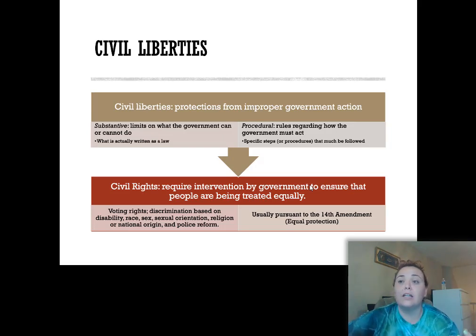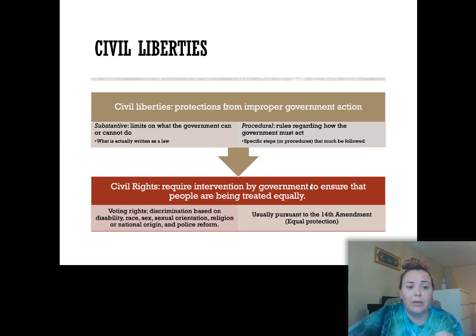Civil rights, on the other hand, require that government actively do something in order to protect a larger group or a disenfranchised group to ensure that people are being treated equally, okay? And when you are looking at civil liberties, you can classify them in 2 ways, substantive and then procedural.